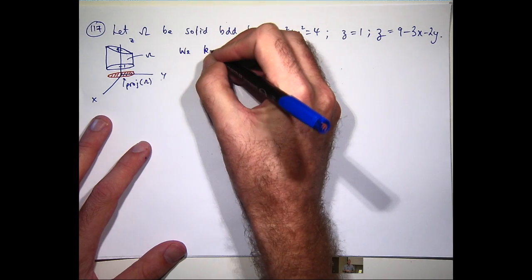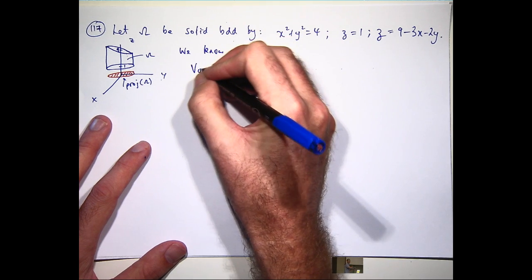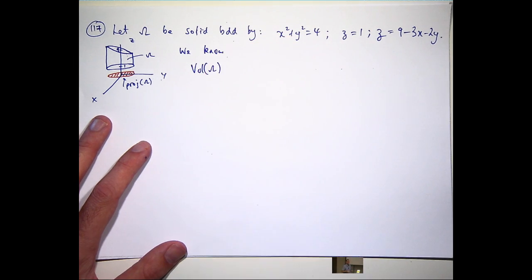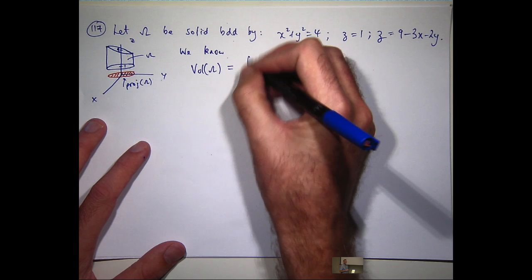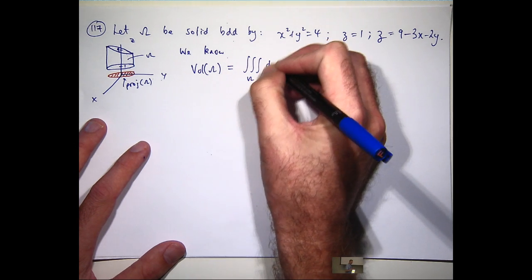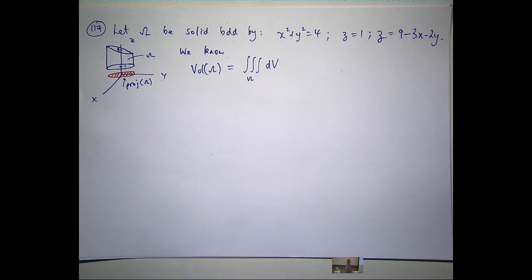So we know the following. The volume of omega is just the triple integral over the solid itself of 1. Okay, so how are we going to describe my region omega in terms of x, y, and z in Cartesians?